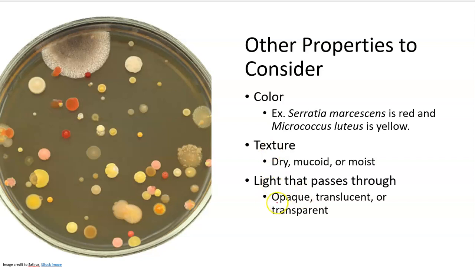Then we also look at basically how light passes through the colony. If there's pretty much no light passing through the colony, we say that's very opaque. Then there's translucent, which allows a certain degree of light to pass through, and then transparent, in which all the light is passing through.